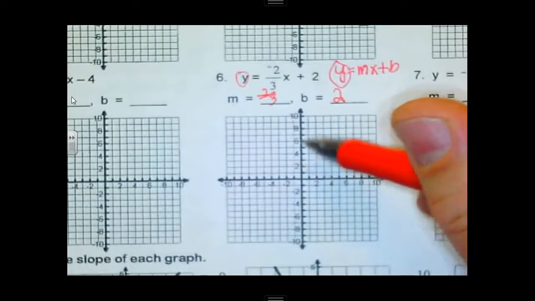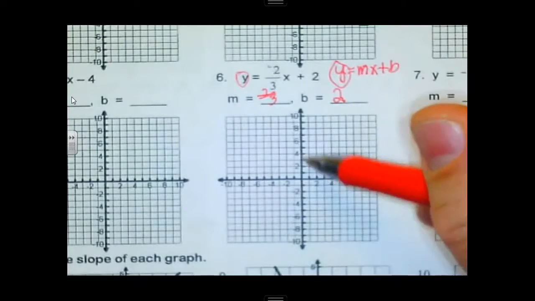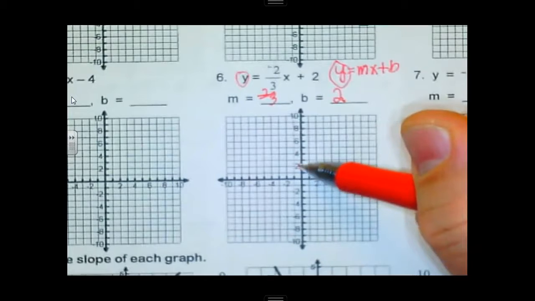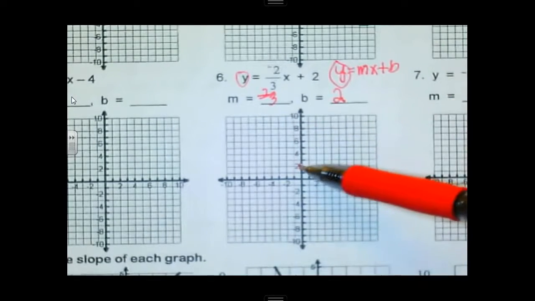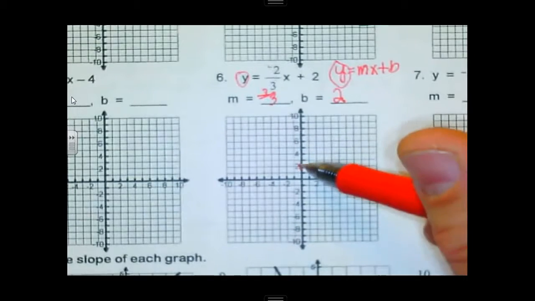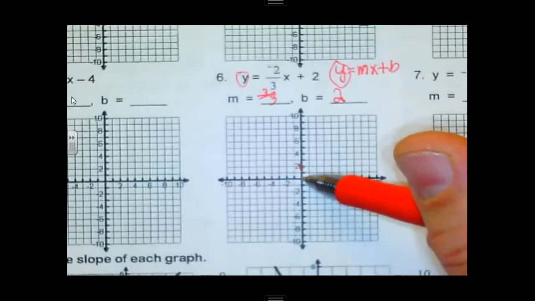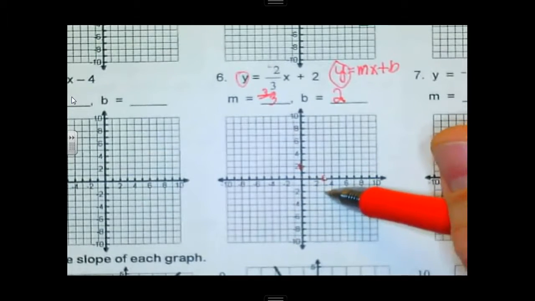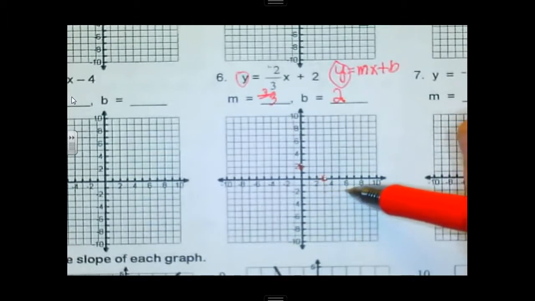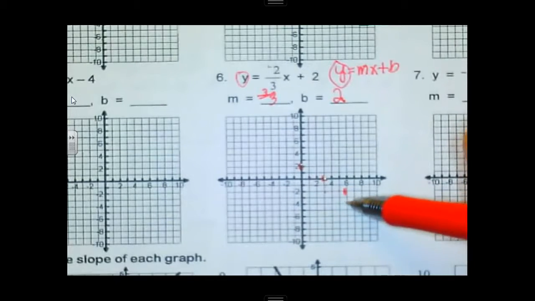Okay, at 2. This is my y-axis. Here's +2. And I'm going to use my slope, -2/3. So I'll put the negative sign with the 2. I'm going to go down 2, to the right 3. Down 2, to the right 3. Down 2, to the right 3.